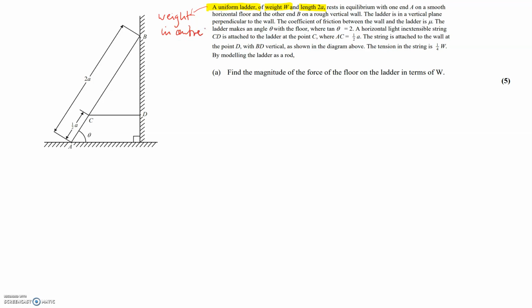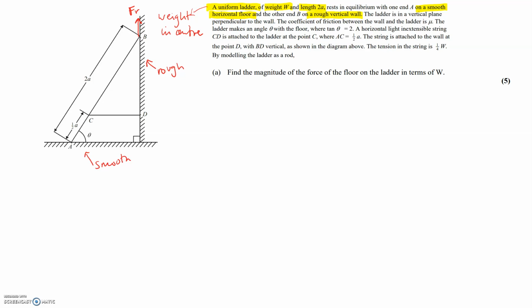And then it rests in equilibrium on a smooth horizontal floor and a rough vertical wall. So the floor is smooth and the wall is rough. Because of that, there's no friction on the floor, but there is friction on the wall, and the friction is acting up to stop it slipping down the wall.